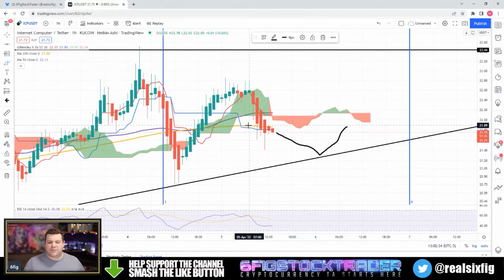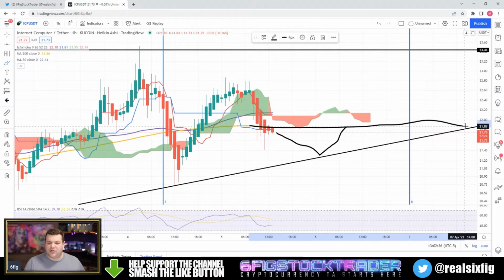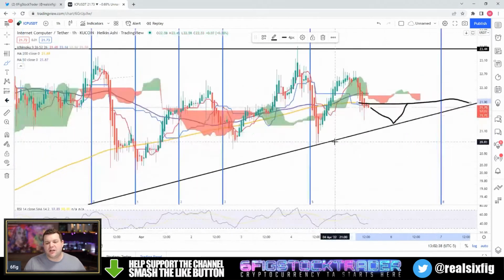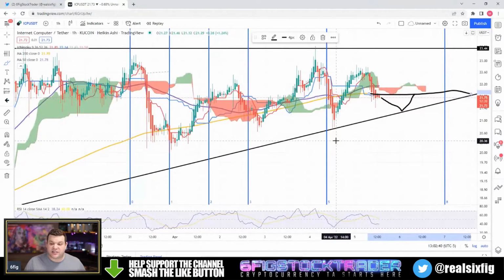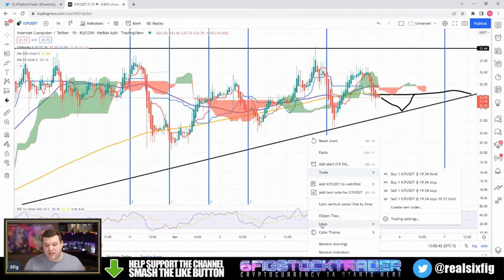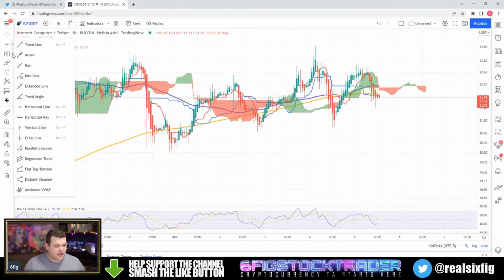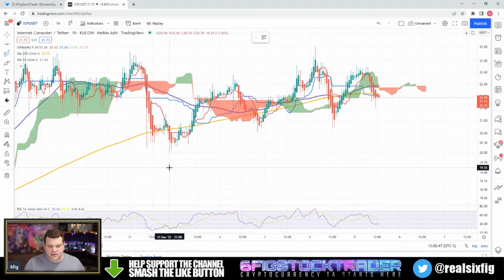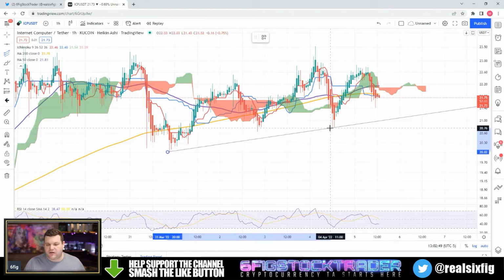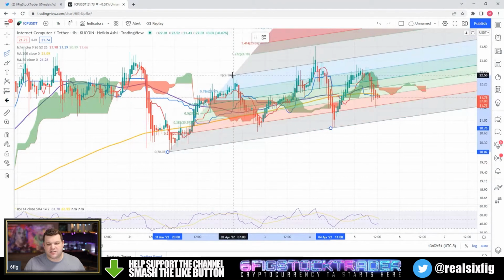We might just play off this 200 moving average, and we might end up getting what I like to call a Fibonacci sliver by default. Let me explain this. This is a term that I coined when looking at Fibonacci channels.